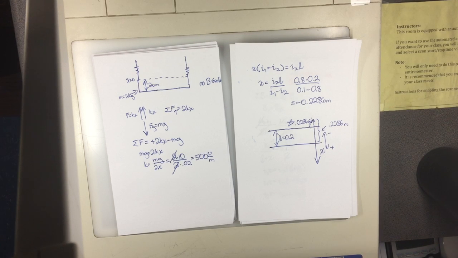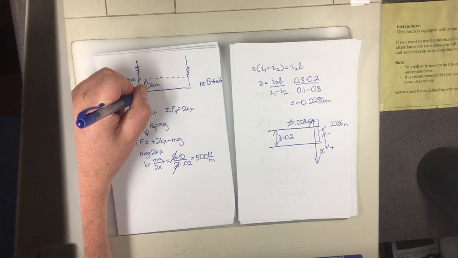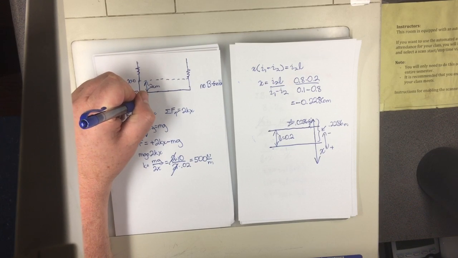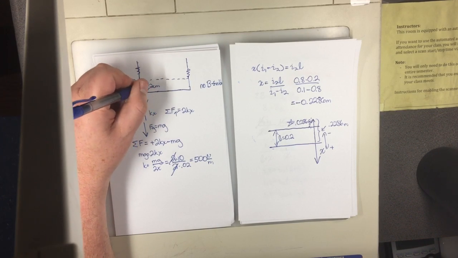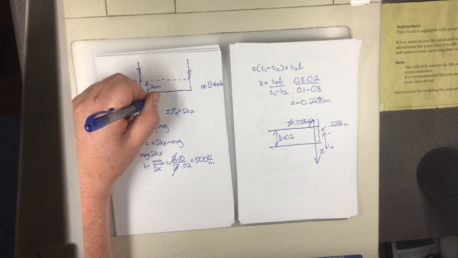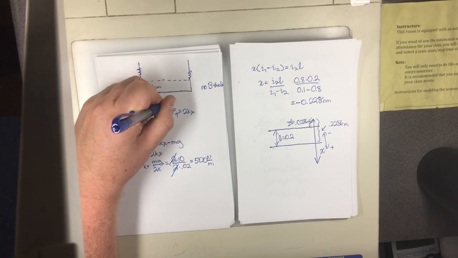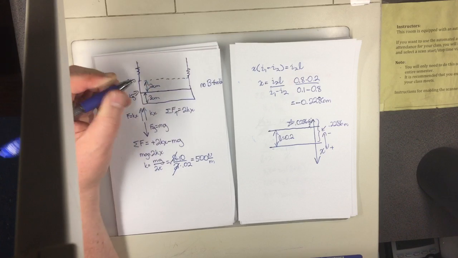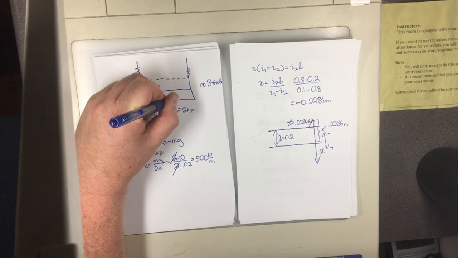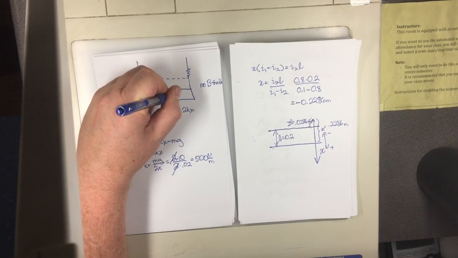Then I apply a magnetic field to it, and it stretches even more. So now the additional 3 centimeters, so the total length is 5. The current is going from left to right.